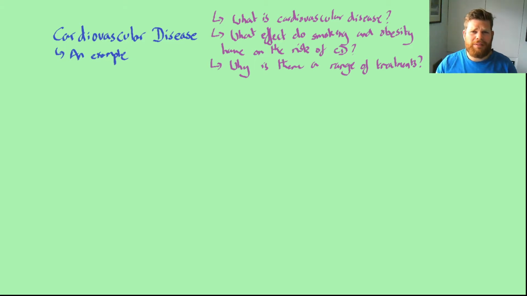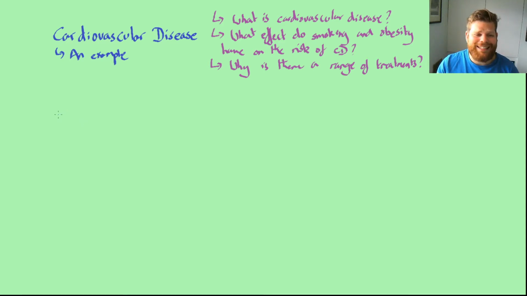What we're going to be talking about today is cardiovascular disease as an example of a non-communicable disease. So we're going to talk about what cardiovascular disease is. We're going to talk about the effect of smoking and obesity on the risk of cardiovascular disease, which I've abbreviated to CD here. And then also talking about why there is a different range of treatments for cardiovascular disease.